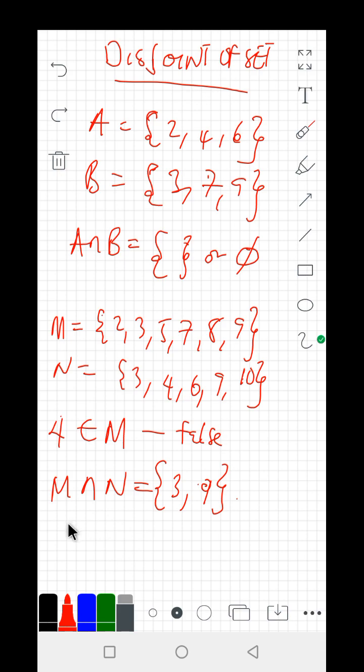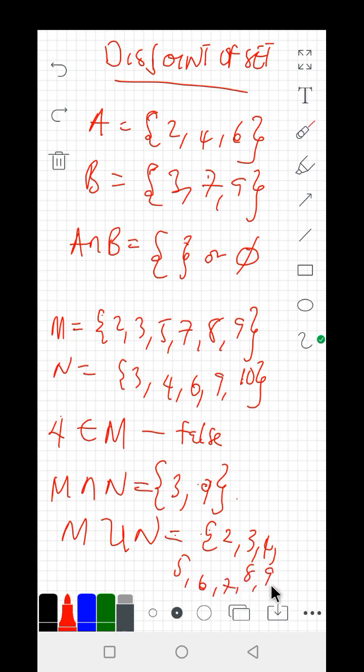So you can try on your own to look for the union of M and N. You can pause this video and try solving the union of M and N. So if you got 2, 3, 4, 5, 6, 7, 8, 9, 10, you are in order.